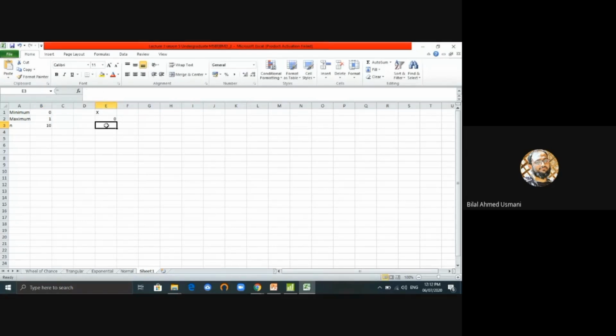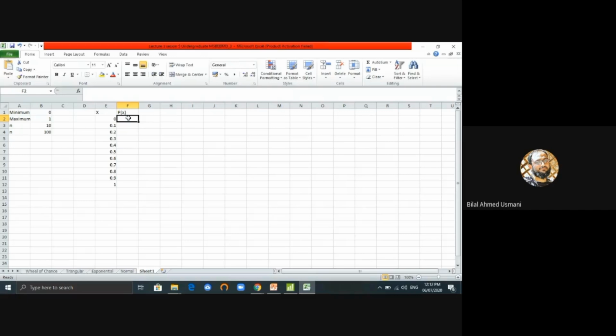So 0, and then it would be 0.1, so I need to divide it into 10 intervals, and then 0.2, and so on and so forth. I would keep on increasing until I reach 1. So when n is equal to 100, I would divide the random variables like that. And what would be the probability associated with that? The probability of getting any random variable would be b minus a upon n.